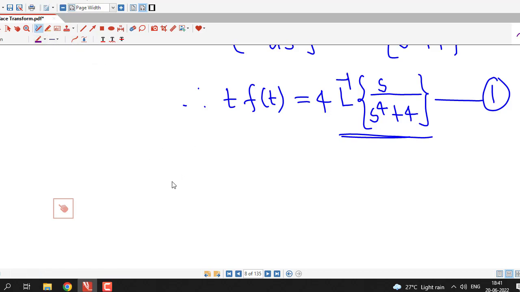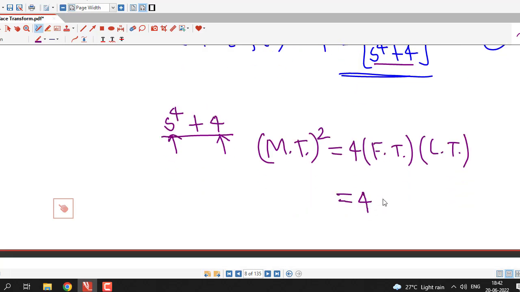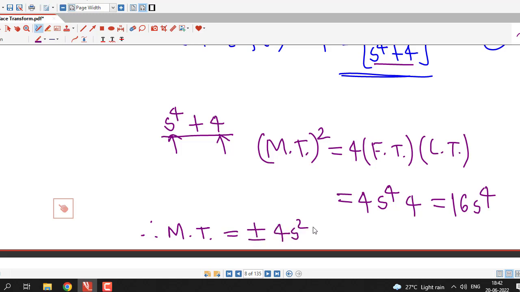So we have to first adjust the middle term for this polynomial of degree 4, s raised to 4 plus 4. If I consider this as first term and this as last term, I have to decide the middle term. So we use this formula: middle term square equals 4 into first term into last term. We consider first term as s raised to 4, last term is 4, so we have 16 s raised to 4, that is the square of the middle term. Therefore the middle term is plus or minus 4 s square.